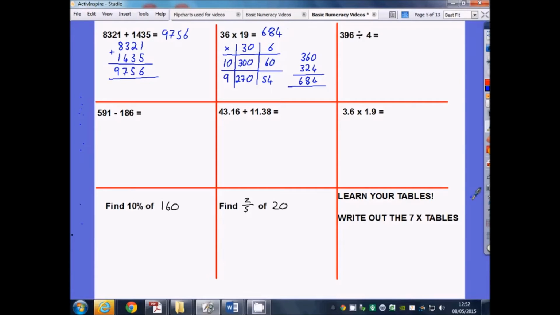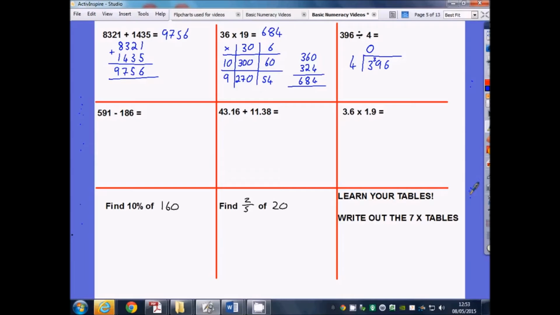Number 3, division. So as we said last time, when we do divisions in these videos, I'm going to be using what I call the bus stop method. So how many 4s go into 3? None. So we've not used any of those 3, so we carry that 3 forward to create 39 for the next one. How many 4s go into 39?